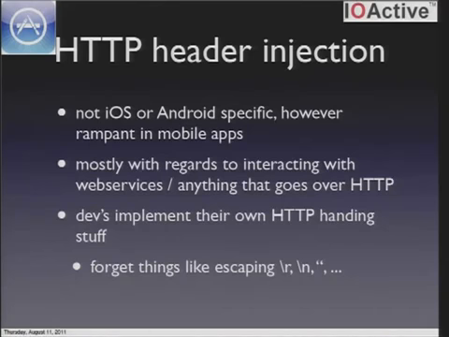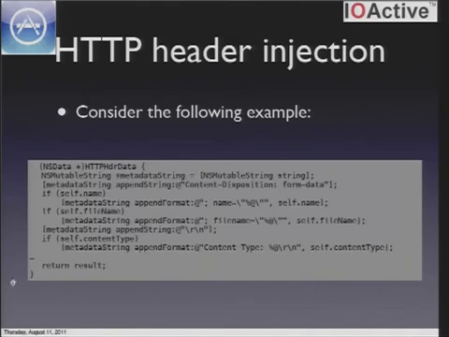The next thing is HTTP header injection. It's not mobile specific, not iOS specific, not Android specific, but it's incredibly common in mobile apps. Most of this is when you're interacting with web services and you send SOAP or JSON or whatnot over HTTP interfaces. HTTP header injection happens when potentially attacker-controlled data is put in an HTTP header value, and the next line isn't escaped. Incredibly common.